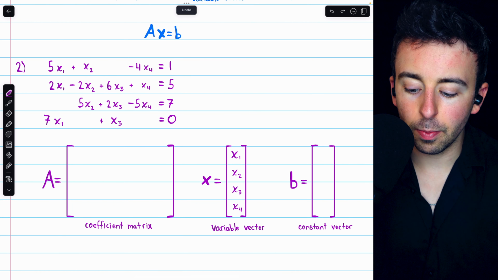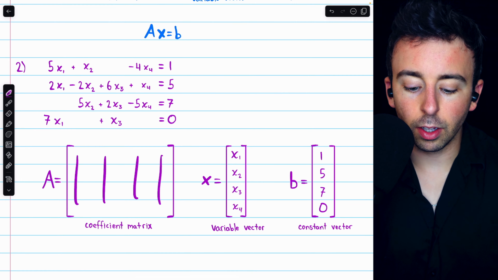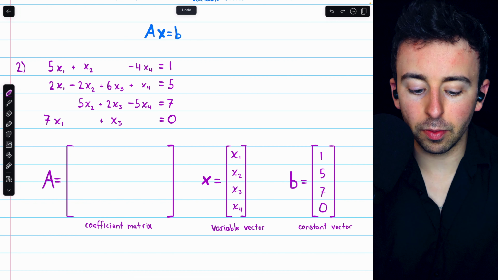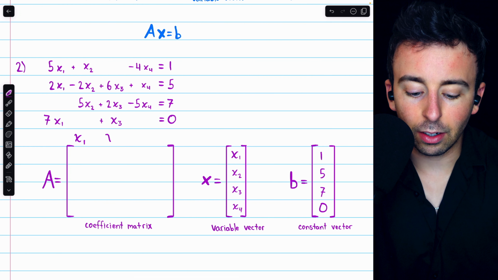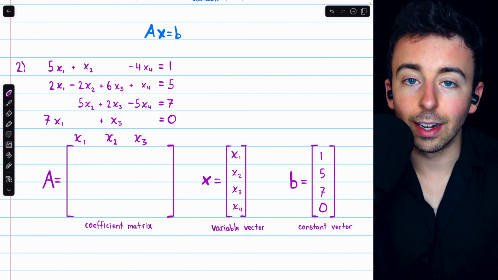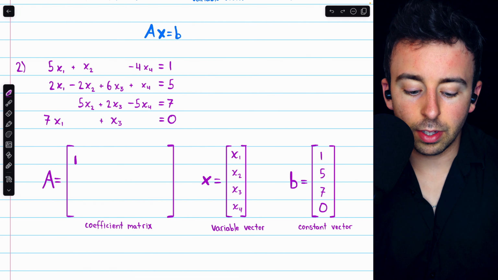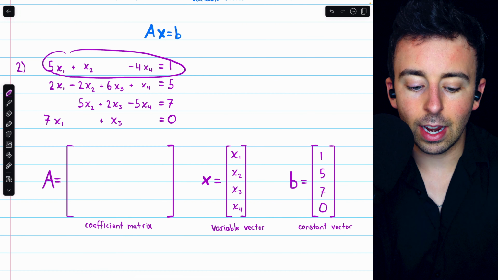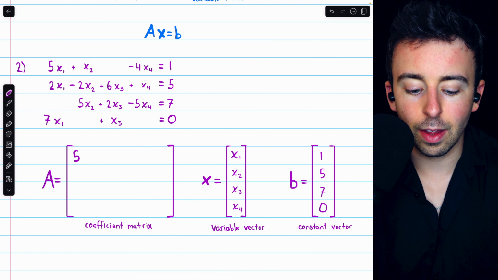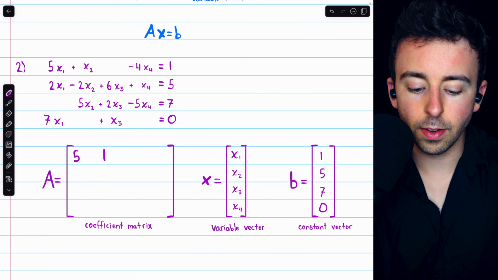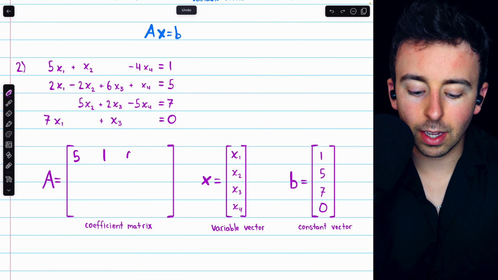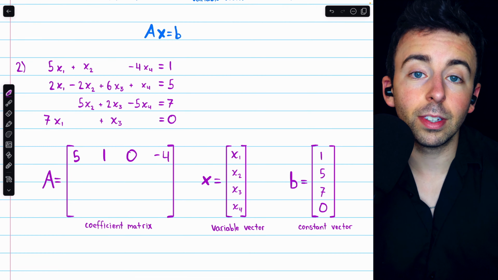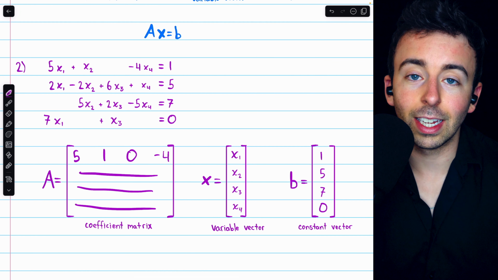Finally, we can fill in the coefficient matrix. Again, the order of the columns and the variables they correspond to is determined by how we write out the variable vector. So the first column corresponds to x1, the second column x2, and so on. In the previous example, I wrote these in column by column, but you could also go row by row. We could look at the first equation and see that the coefficient of x1 is 5. The coefficient of x2 is 1. The coefficient of x3 is 0 because there is no x3. And the coefficient of x4 is -4. And you could proceed in this way, filling in the rows by looking at the equations.